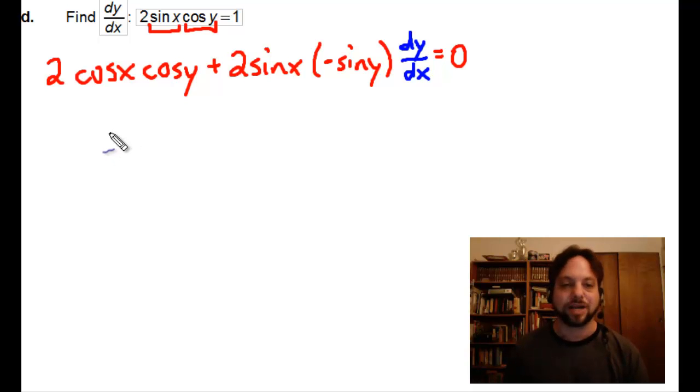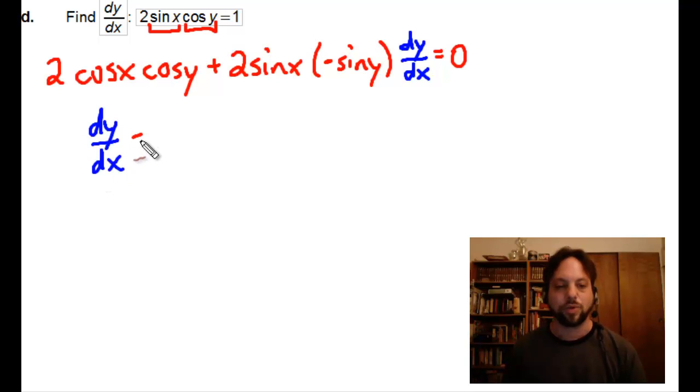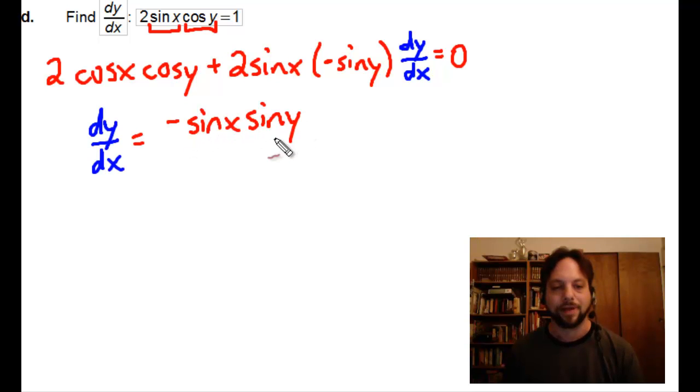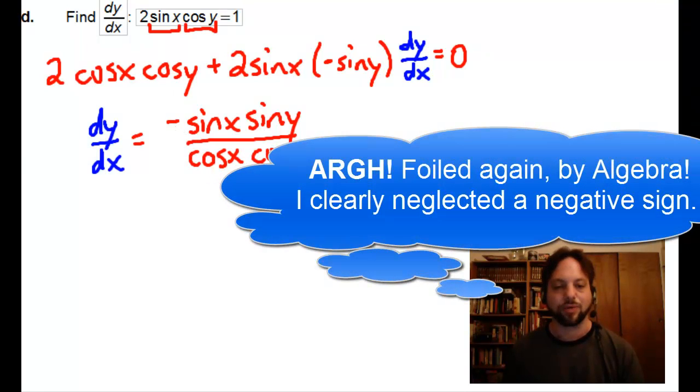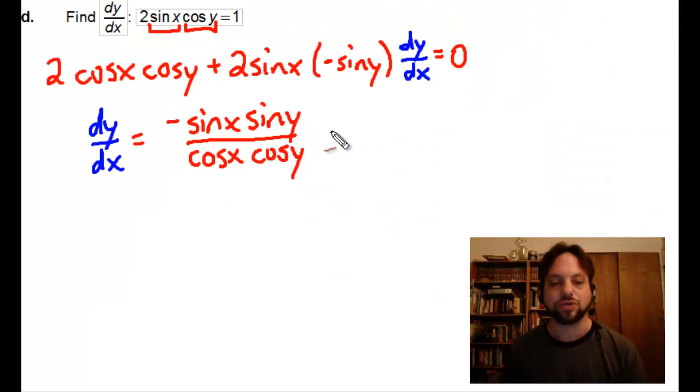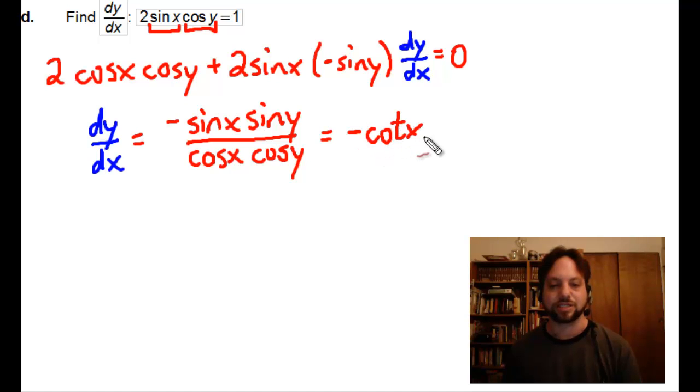So, again, I'm not going to go through all the algebra of this. You can certainly work it out yourself. But what we are going to get if we do this is negative sine x sine y divided by positive cosine x cosine y. And that looks pretty ugly. And if you want to, you can of course simplify this. That's no problem. What we would end up with here would be negative cotangent x cotangent y.